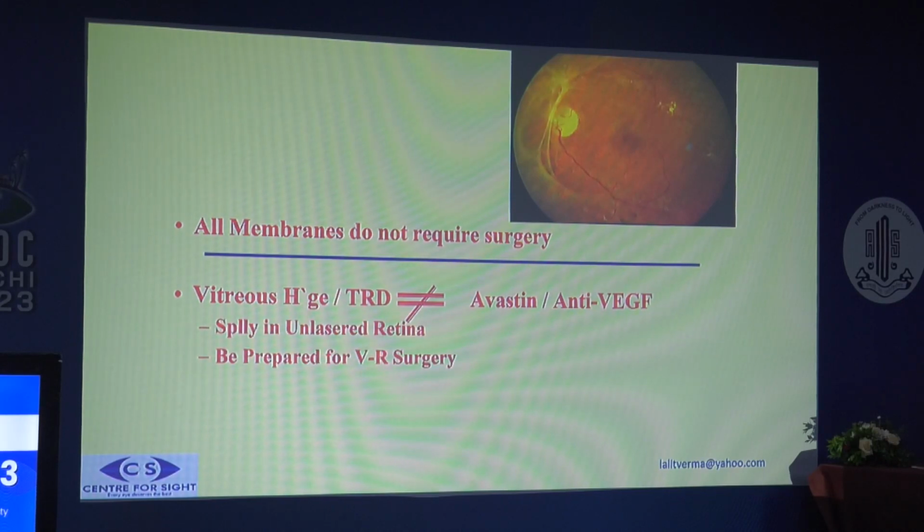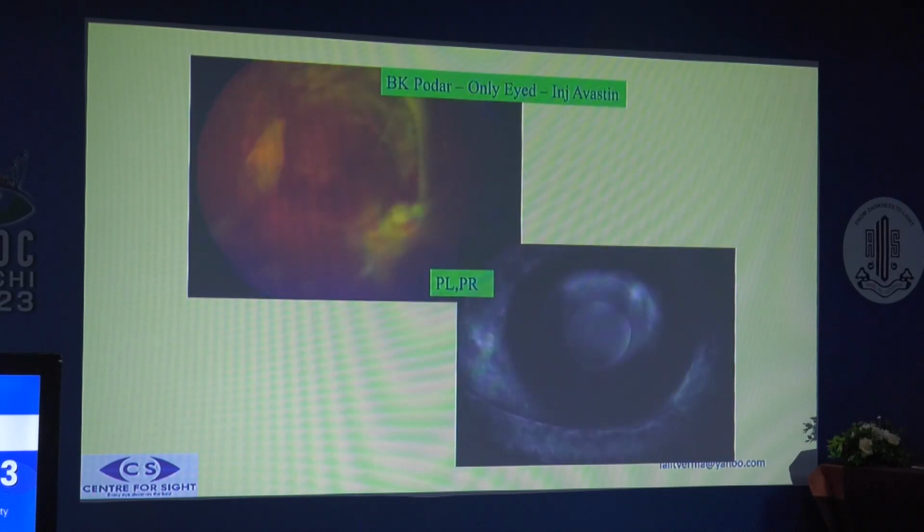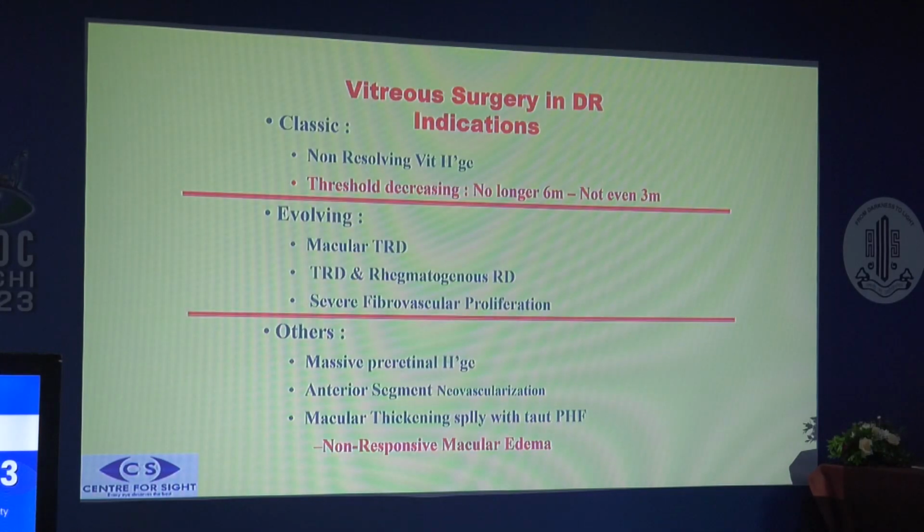If you have done laser, say good PRP has been done, then if there is a small ooze, you can still give it. But simultaneously be prepared for VR surgery, because there have been reports, and personally you have also seen, that if you give these injections, you may precipitate a TRD also. So this patient, we haven't done anything in fact except lasering, because the predominant RD is nasal. This patient, on the contrary, you see the fundus picture is so horrible, and there is anterior segment neovascularization also. So you give anti-VEGF but simultaneously do surgery.